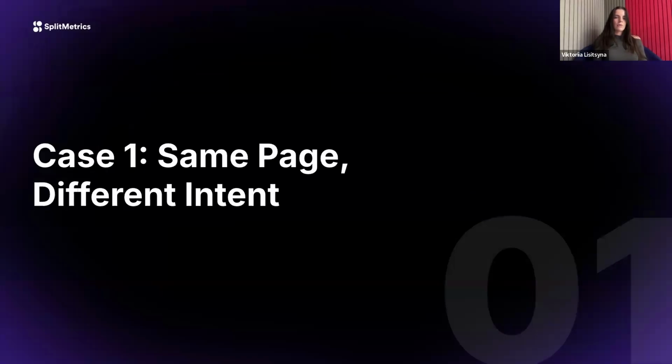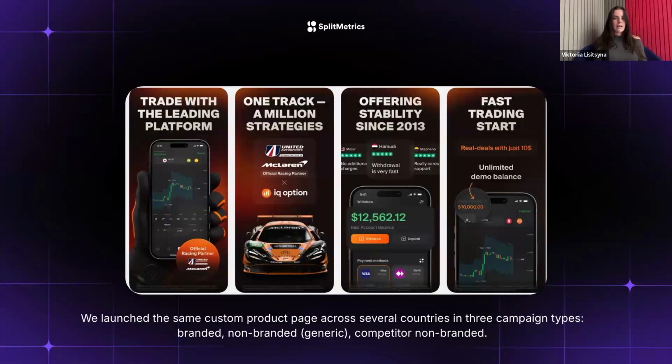In the first case, we created a more branded set of screenshots to enhance the collaboration between brands, based on the design that was already performing well. Then we tested these custom product pages in several countries and across three different types of campaigns.